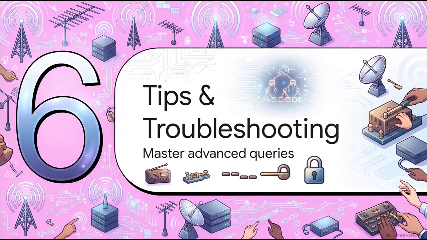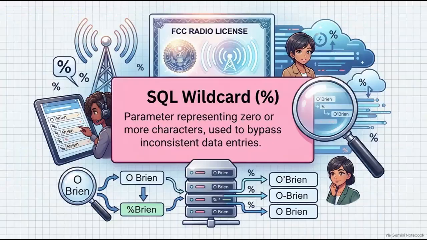Section 6. Pro Tips and Troubleshooting. Mastering advanced database queries and respecting privacy. Okay, here's a real pro tip. If you're struggling to find a hyphenated name or an apostrophe in the ULS, use the % symbol. The database can have inconsistent entries due to historical system limitations, like storing O'Brien as O space Brian.